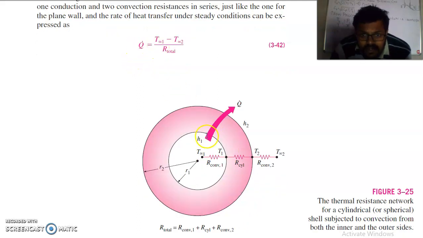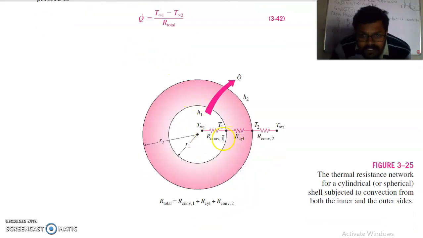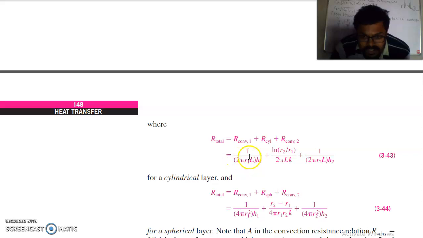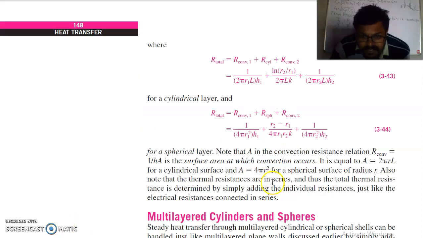So here heat transfer is equal to T infinity 1 minus T infinity 2 divided by the total resistance, where the total resistance is the sum of these resistances which are in series: convection resistance 1, cylinder resistance, and convection resistance 2. So this is your convective resistance, where 2 pi R1 L is the area of the inner side of the cylinder, and here 2 pi R2 L is the area of the outer side of the cylinder, and this is the resistance within the cylinder thickness. So instead of these you can write the corresponding terms for the spherical layer. In the case of a sphere, this resistance will be here.